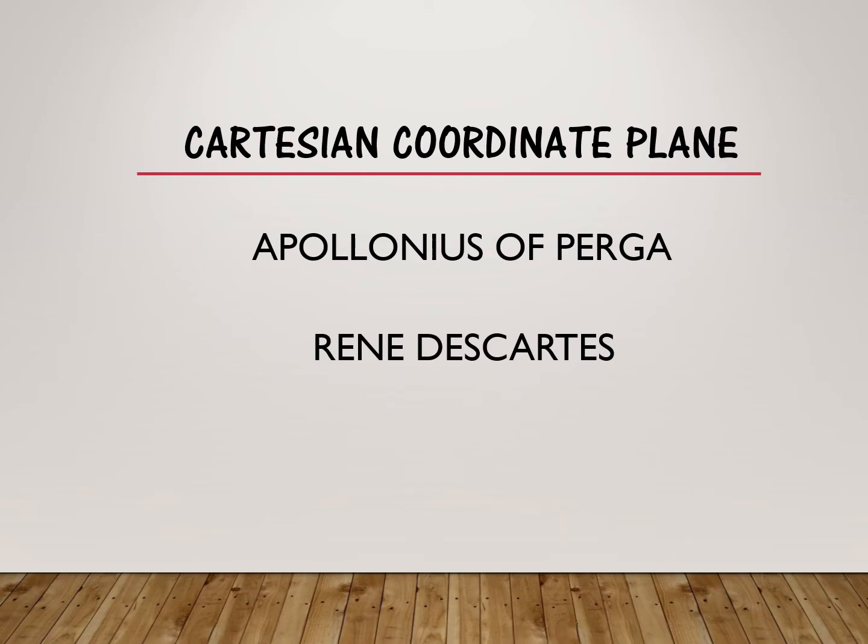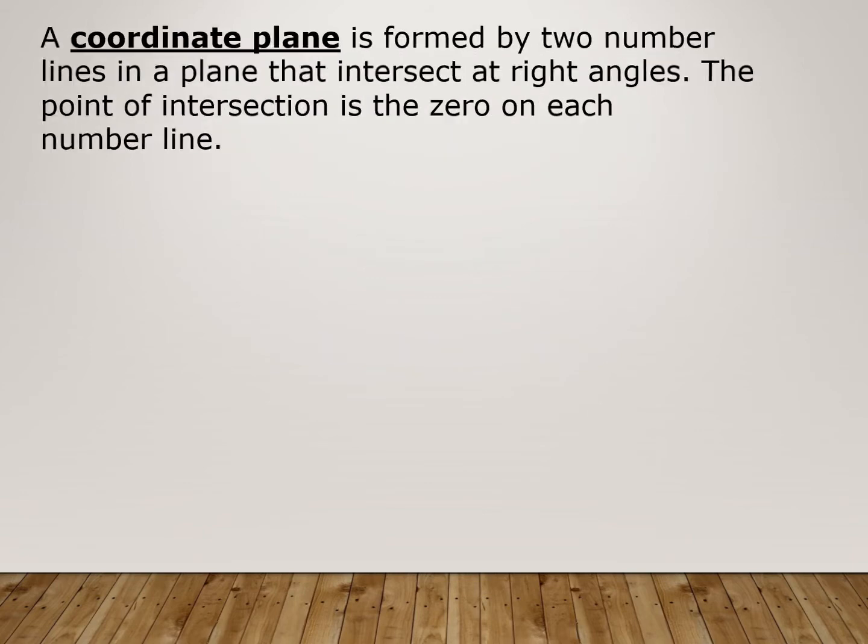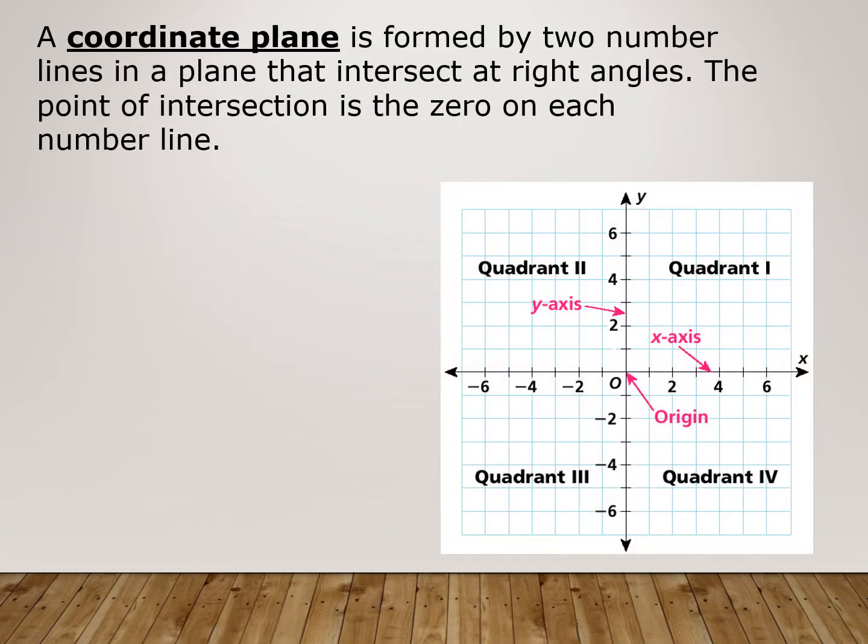René Descartes, a French mathematician and philosopher, from 1560 to 1650, used the idea of a rectangular system to translate geometry problems to algebra problems and vice versa. So when we say coordinate plane, it is formed by two number lines in a plane that intersect at right angles. The point of intersection is the 0 on each number line.